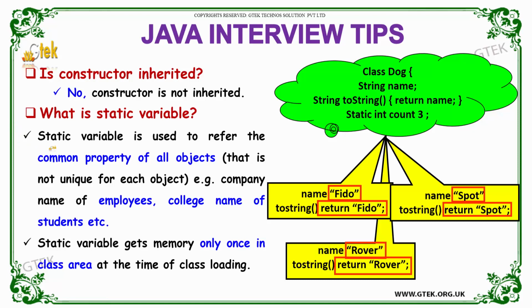Static variable is used to refer the common property of all objects. That is, it will be not unique for each object. Example, the company name of employees will be same, whereas your college name for all the students of the college will be same. Those variables are known as static variable. Static variable gets memory only once in class area at the time of class loading.